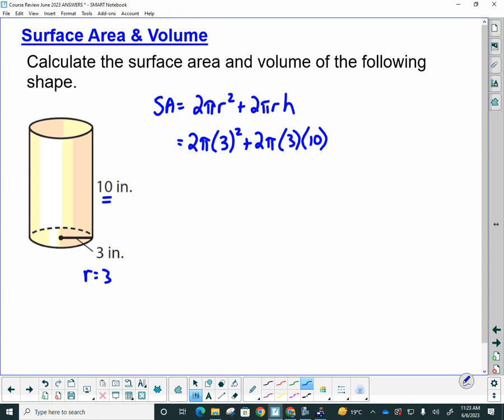BEDMAS tells me that I need to do the exponents first before I multiply. So I'm going to do this. 3 squared means 3 times 3, so that's a 9. I'll leave everything else alone. Now you can make your life a little bit easier here. You could go to your calculator here and punch that all in. Most of you who have calculators will do that. But I'm going to make it a little bit easier. I'm going to go 2 times 9 is 18 pi. And then over here I'm going to go 2 times 3 is 6 times 10, that's 60.